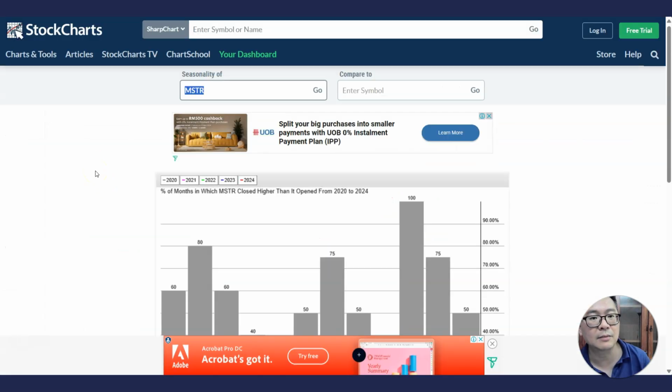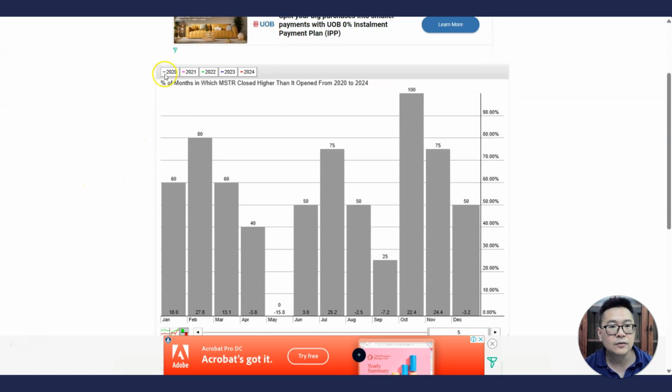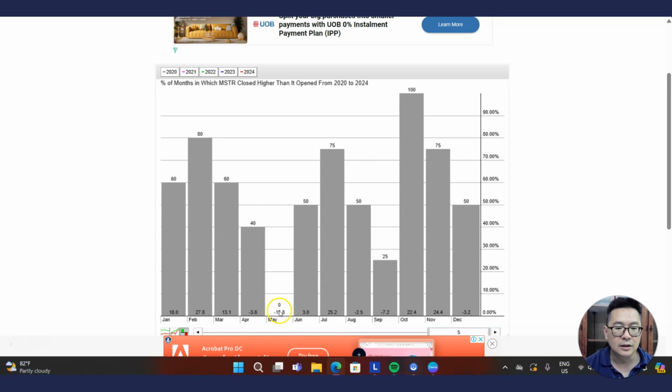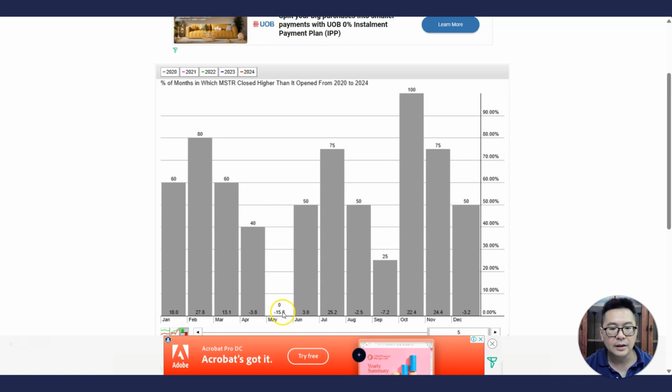It's MSTR, not MTSR. So for the past 4 years, from 2020 to 2023, this stock has only gone up 40% of the time in April, and the average return over the 4 years is negative 3.8%. May is even worse. This stock in May has never closed higher. It's never gone up in May from the first trading day, and it has an average loss of negative 15.8%.